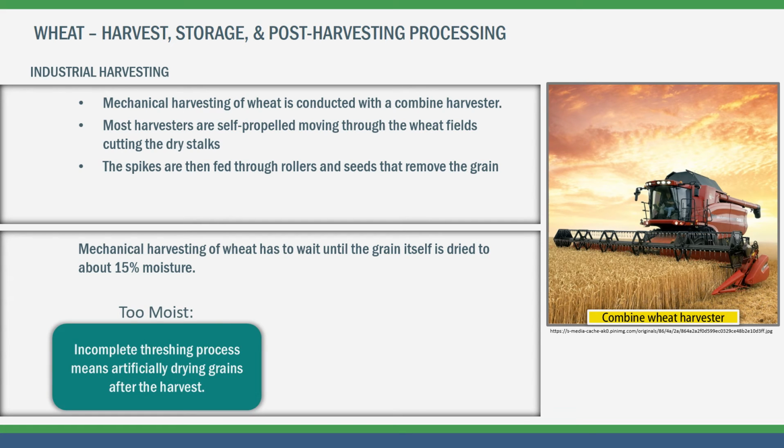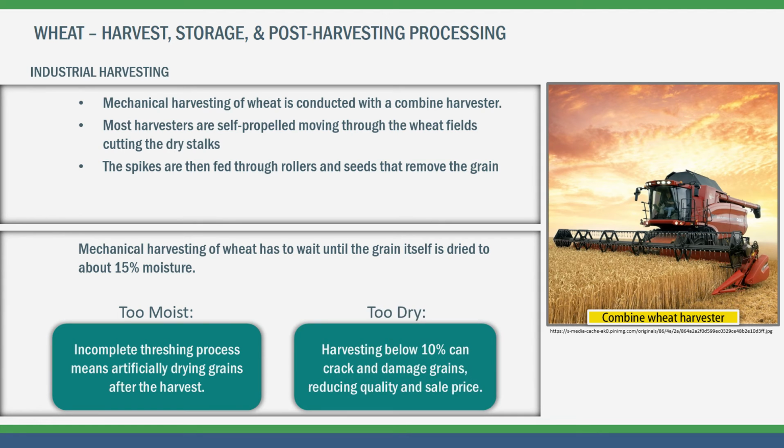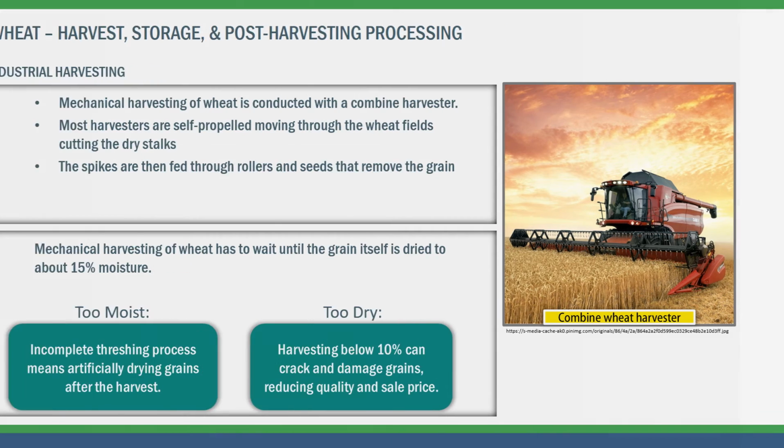If the grain is harvested when it is too moist, the threshing process can be incomplete, resulting in the need to artificially dry the grain after harvesting, thus increasing its costs. If the grain is too dry, or below the 10% moisture level, harvesting runs the risk of cracking and damaging the grains, reducing their quality and sale price.